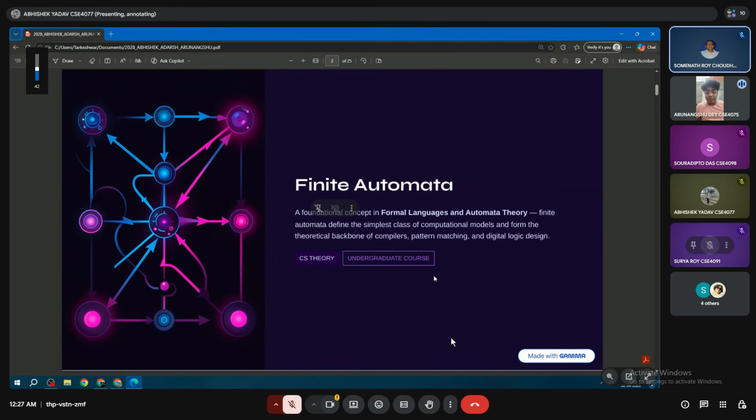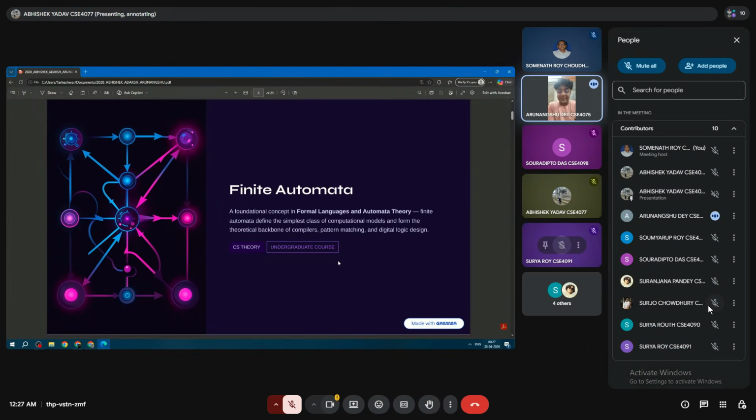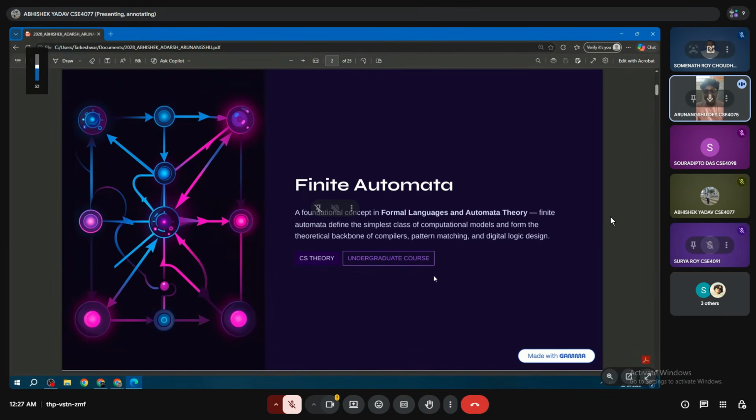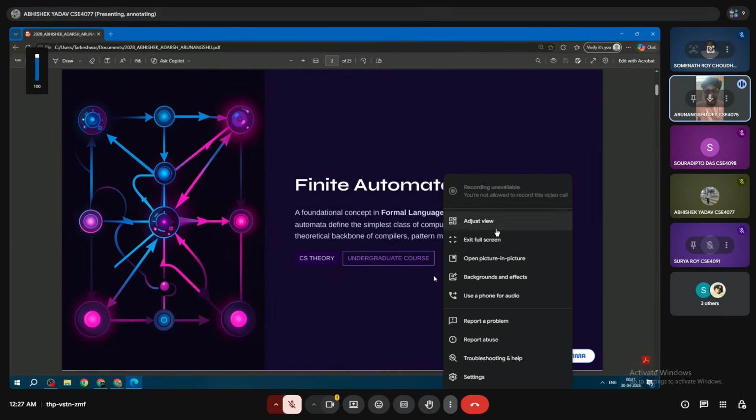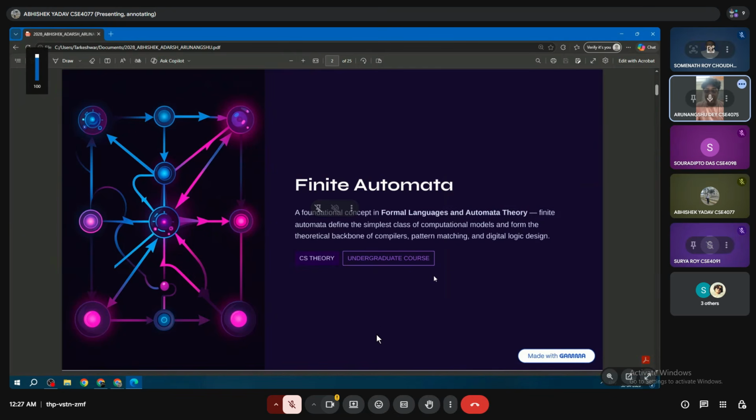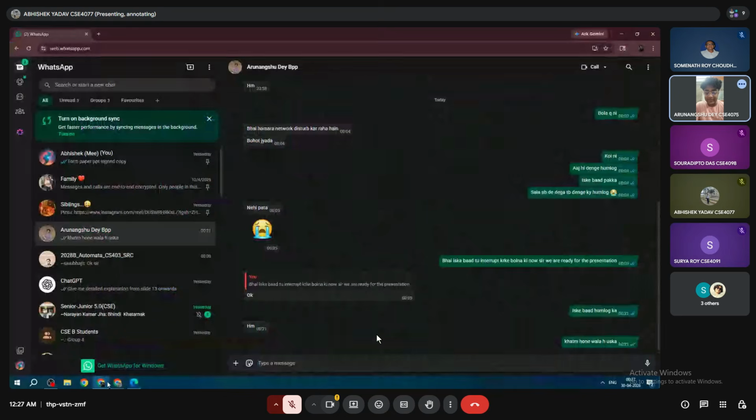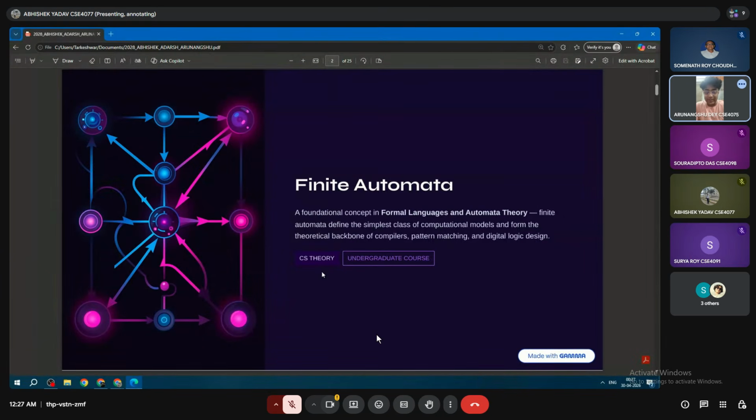Okay, sir. So I am Onam today, and our topic is finite state machines. First of all, in this topic we want to know what is finite automata. Finite automata is a foundational concept of formal languages and automata theory. Finite automata define the simplest class of computation models, and form the theoretical backbone of compilers, pattern matching, and digital logic design. Abhishek, next slide, please.